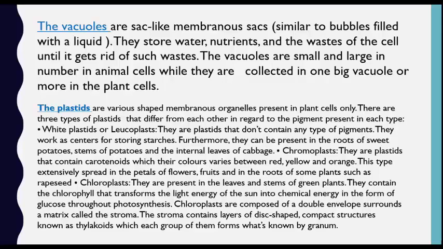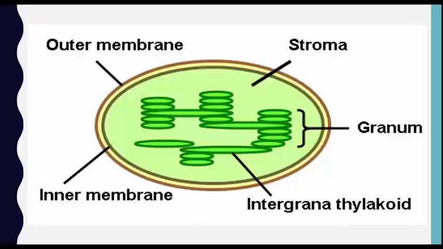Chloroplasts are composed of a double envelope that surrounds a matrix called the stroma, which contains layers of disc-shaped compact structures known as thylakoids, where each group of them forms what's known as a granum. This figure shows the plastid, the chloroplast. Simply, it consists of an inner membrane and an outer membrane, the stroma, which is enveloped in it, and the granum and the thylakoid.